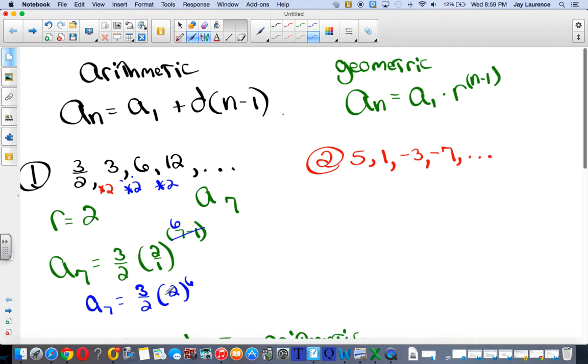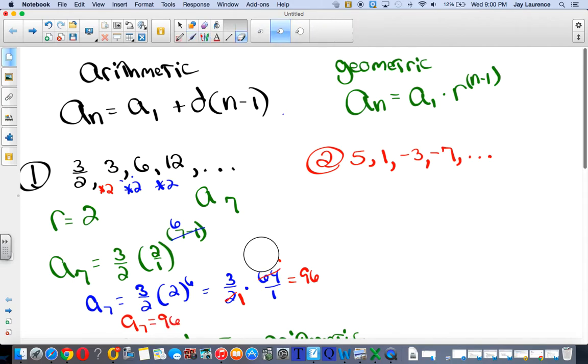Be careful here. Order of operations. Do not multiply first. You have to do the exponent. So this is 3 over 2 times 2 to the 6th. Well, I think that's 64. And then I can say 2 goes into 64 32 times. Nothing left to simplify. 3 times 32 is 96. So therefore, a sub 7 equals 96. All right, there we go.